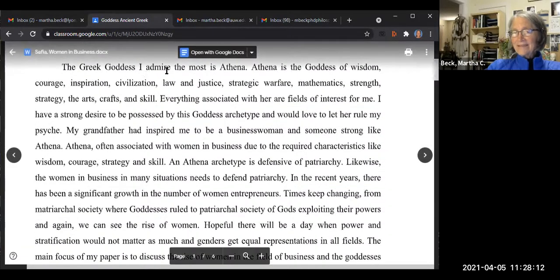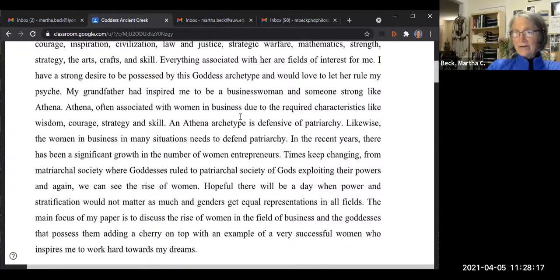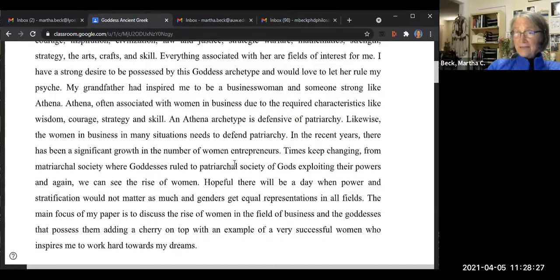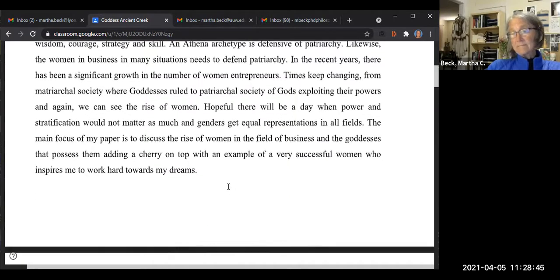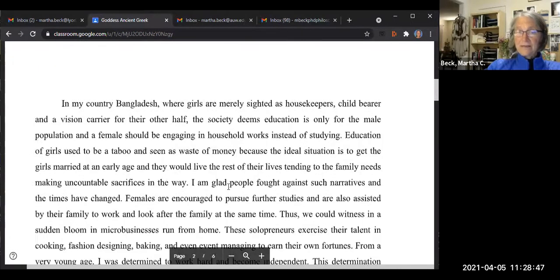So you start out with the Athena archetype. She tends to protect the patriarchy. My grandpa inspired me. He was a businessman. I anticipate that I will be an Athena type businesswoman. After reading the goddesses, however, I will not marginalize other women. And this paper is going to focus on women in business. So that would be the best way, I think.